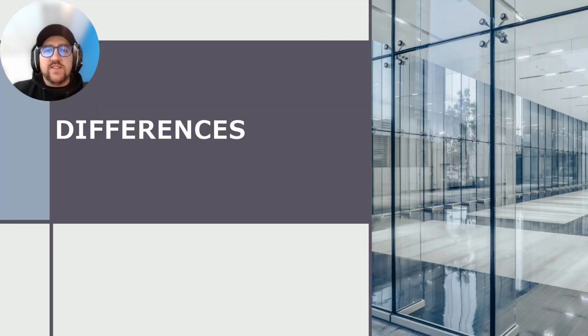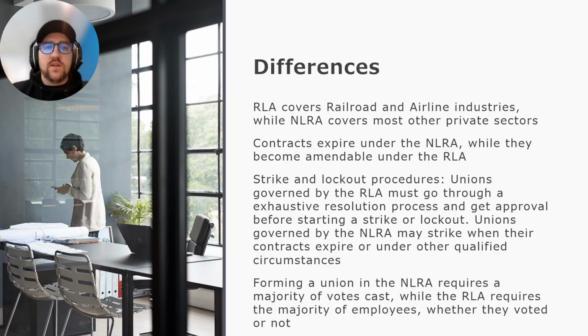Now, let's talk about some of the things that are different between the two. The RLA covers railroad and airline employees, while the NLRA is most other private sectors and companies. Contracts can expire under the NLRA, leading to work stoppages, while contracts under the RLA become amendable, allowing employees to continue working under the terms of the agreement while negotiations continue without disrupting the economy. Strikes, lockouts, and work stoppages can occur at the expiration of a contract under the NLRA or under other qualified circumstances. For contracts governed by the RLA, it takes a much longer legal process to get a work stoppage.